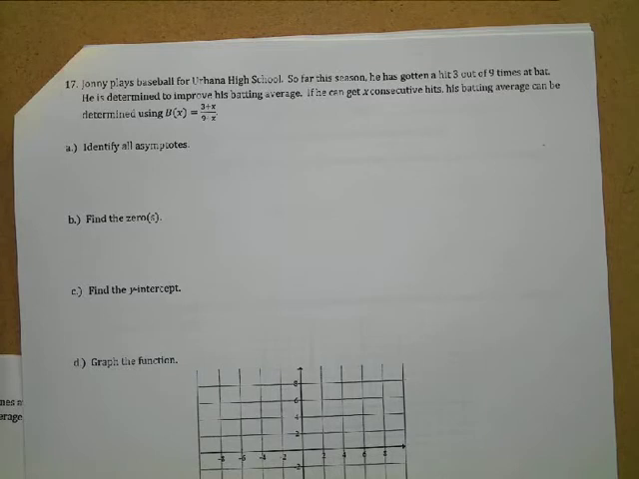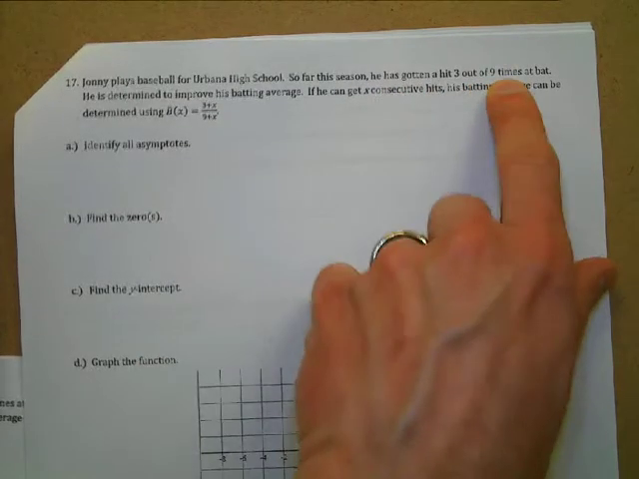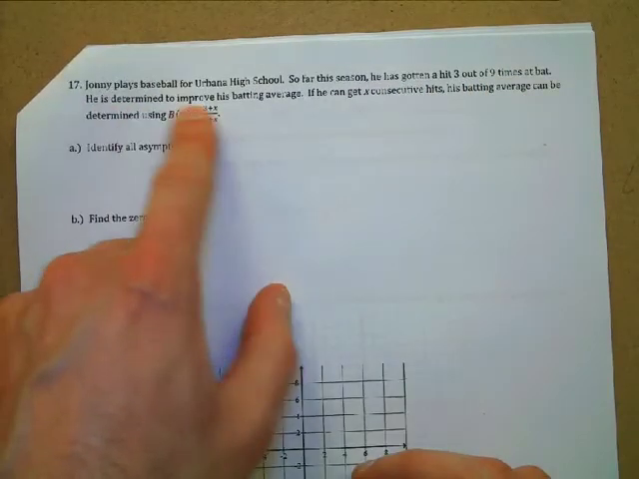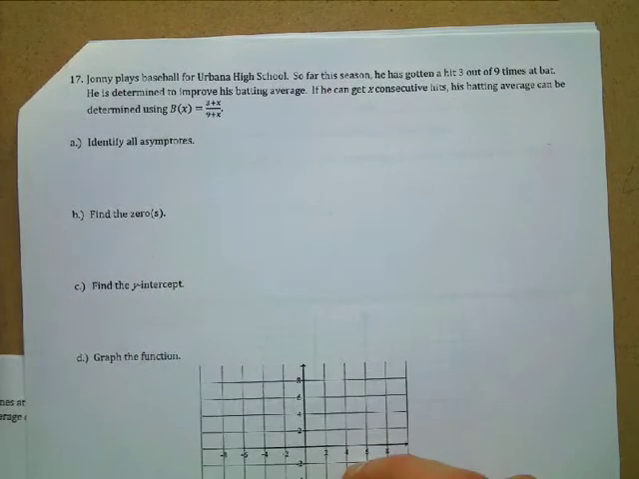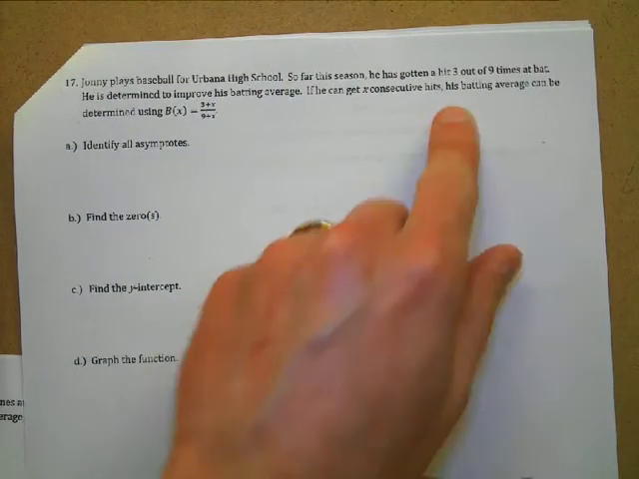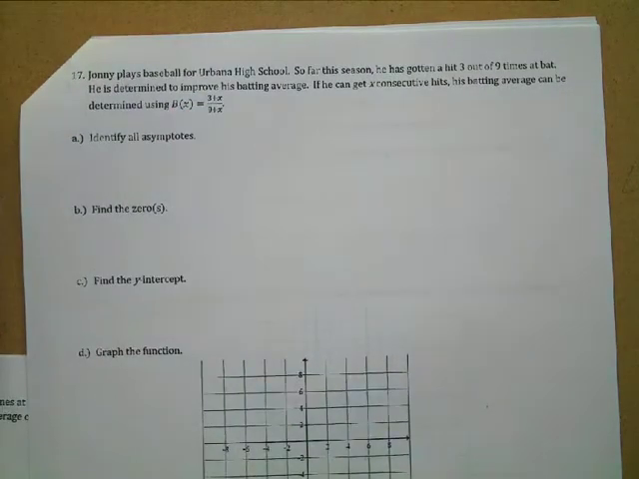Johnny plays baseball for Urbana High School. So far this season, he has gotten a hit 3 out of 9 times at bat. He is determined to improve his batting average if he can get X consecutive hits. So that means hits in a row. His batting average can be determined using B of X equals (3 plus X) over (9 plus X). Of course, that changes if you get some hits and don't get others. But if you can get X consecutive hits, this is how his batting average would change.